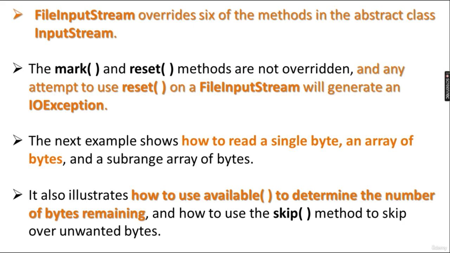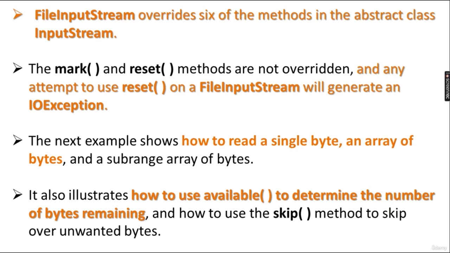File input stream overrides six of the methods in the abstract class input stream, because it extends the input stream class. Mark and reset methods are not overridden, and any attempt to use reset on a file input stream will generate an input-output exception. There are two methods available, as we have seen, mark and reset. These methods are not overridden, and any attempt to use reset on a file input stream will give you an input-output exception.